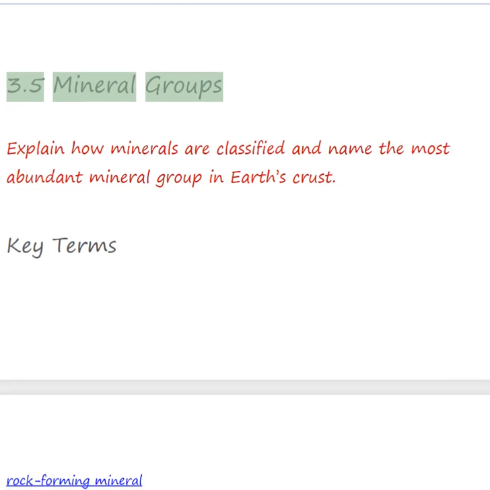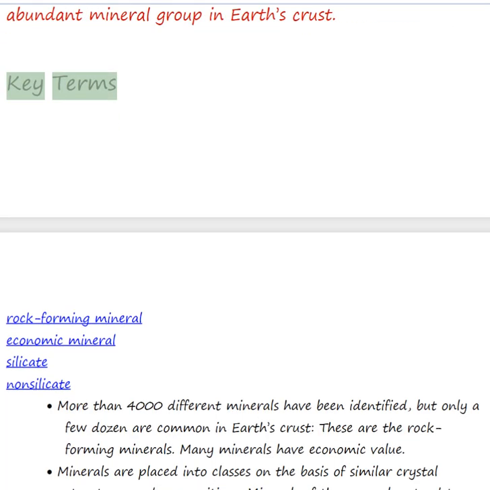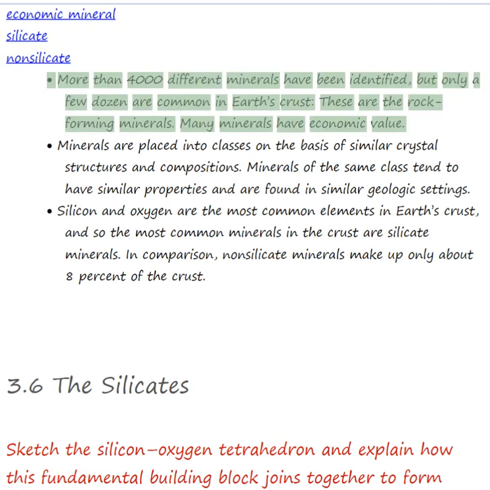3.5 Mineral groups. Explain how minerals are classified and name the most abundant mineral group in Earth's crust. Key terms: rock-forming mineral, economic mineral, silicate, non-silicate. More than 4,000 different minerals have been identified, but only a few dozen are common in Earth's crust. These are the rock-forming minerals. Many minerals have economic value.